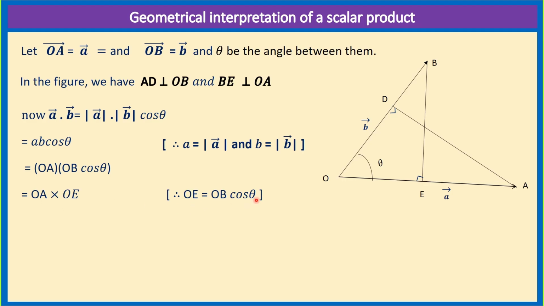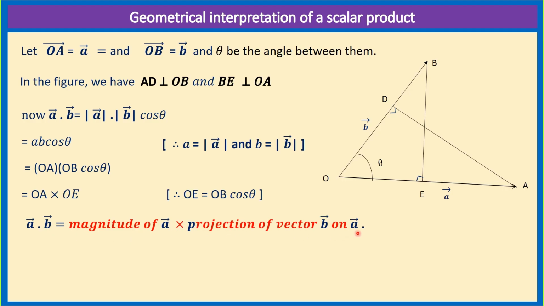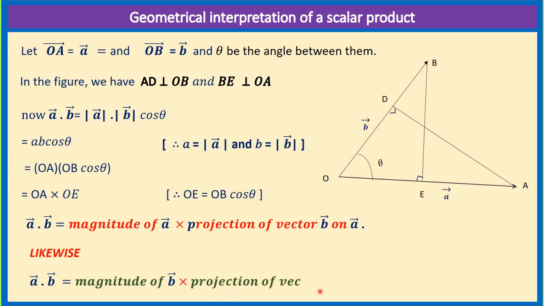Now we can say vector A dot vector B is equal to magnitude of vector A multiply projection of vector B on vector A. Similarly, we can say vector A dot vector B is equal to magnitude of vector B multiply projection of vector A on vector B. This is the geometrical interpretation of a scalar product of two vectors.